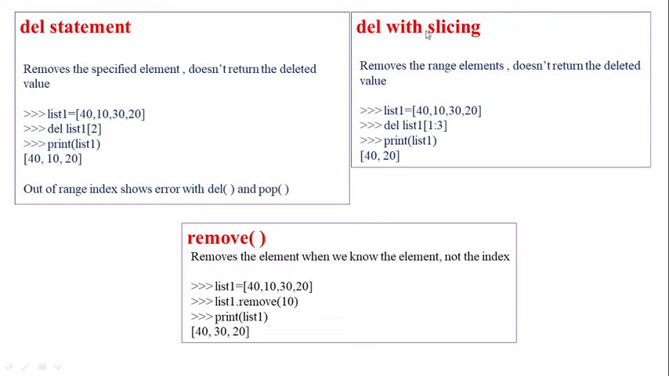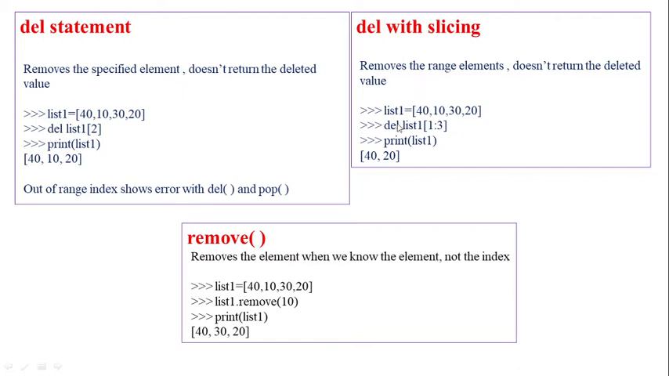And let's have a del statement for deleting multiple elements. It removes a range of elements and does not return the deleted value. Of course, for a single item deleted using the del statement, it does not return the deleted element either. And del with slicing will definitely not return the deleted value.